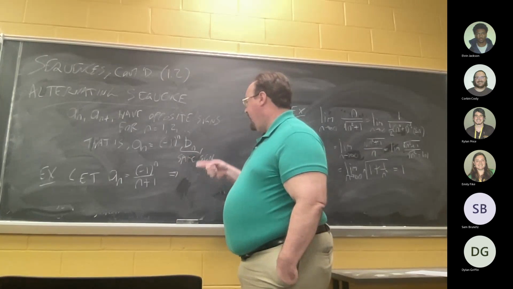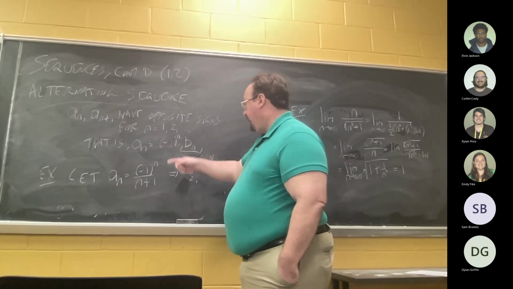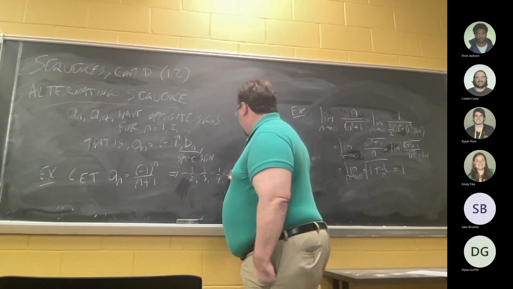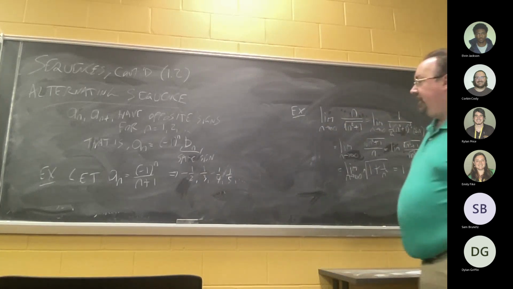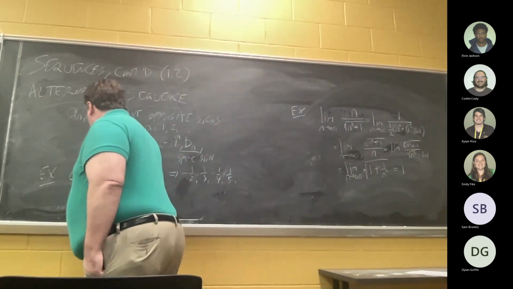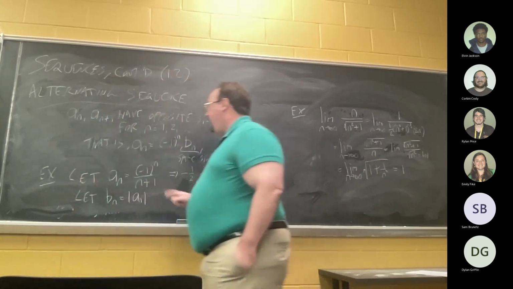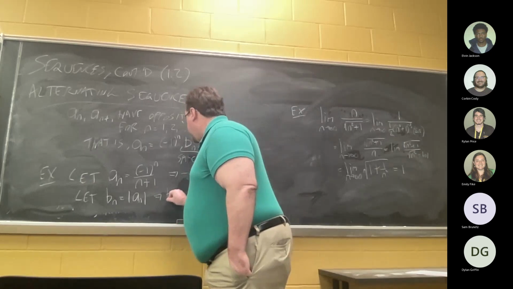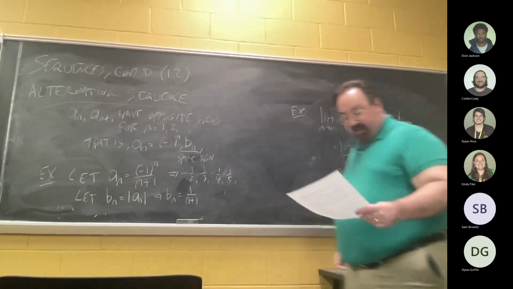So what does my sequence look like? a_1 would turn out to be minus 1/2. a_2 would be plus 1/3, minus 1/4, plus 1/5, and so on. So I'll then consider sequence b_n defined by taking the absolute value. So for b_n, we just remove the sign flipping part. That's just 1 over n plus 1.